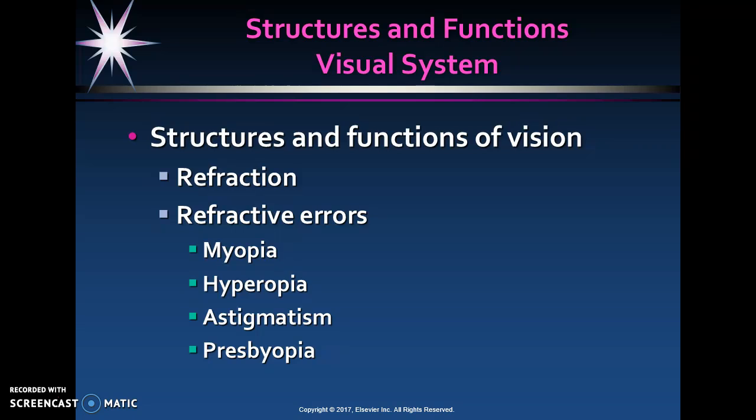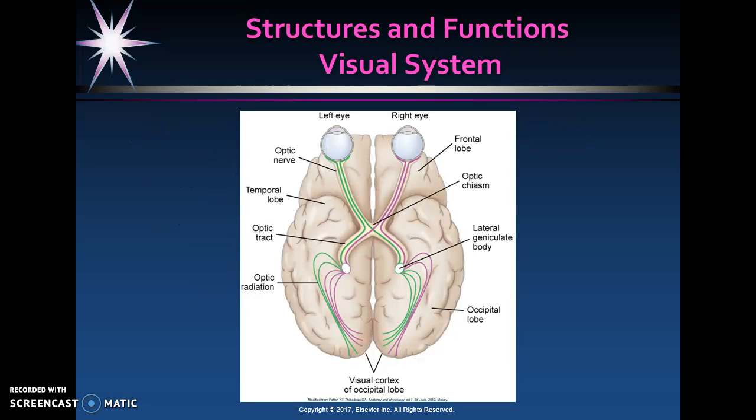Myopia would be nearsightedness. Hyperopia is farsightedness. An astigmatism is where the cornea has an uneven curve, and that can distort vision. Presbyopia is a loss of accommodation, which makes it difficult to focus on close objects. And that's a normal part of aging, typically after the age of 40.